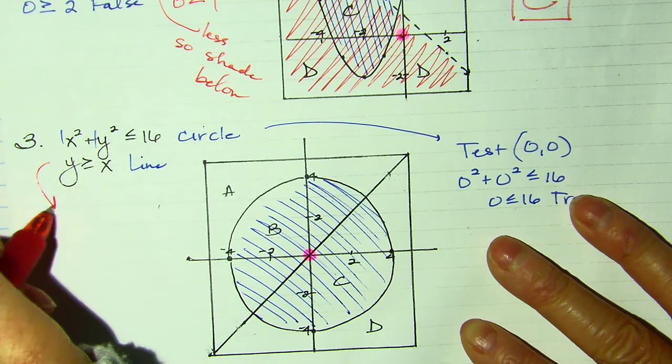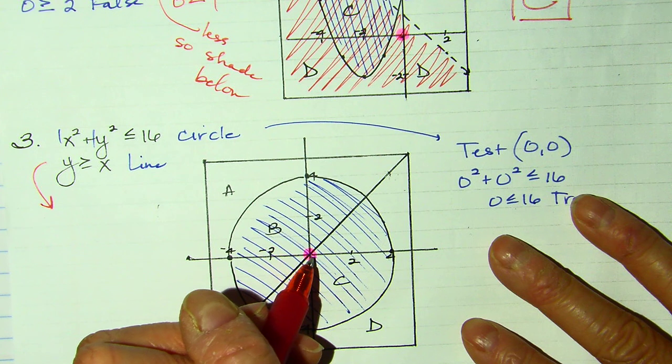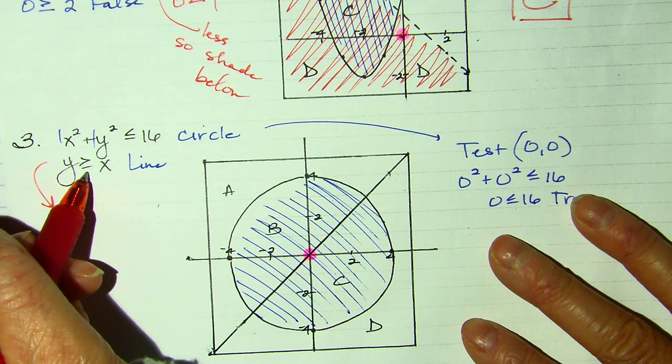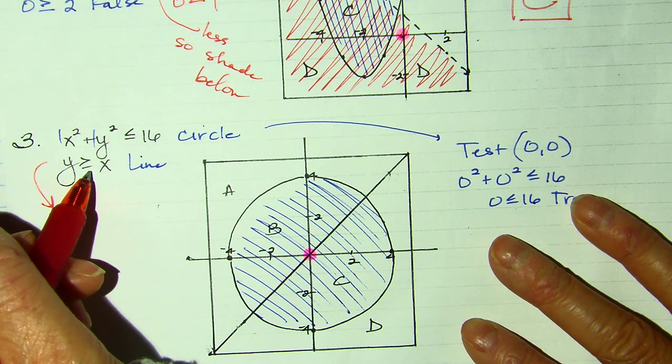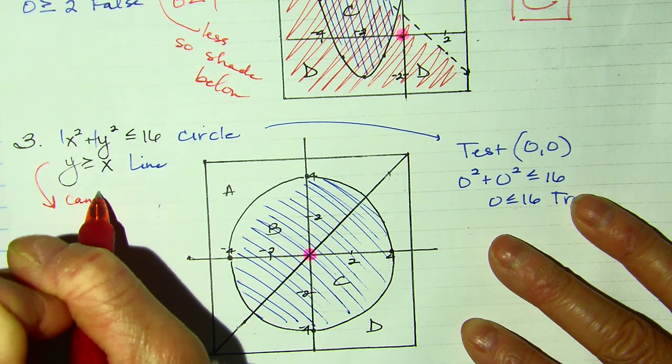Now the line goes right through 0. So it wouldn't be smart to test 0, 0 because it's right on the line. Now it does say greater than, so for a line I would just shade above, but I'm going to pick a point, and you can't pick a point on the line.